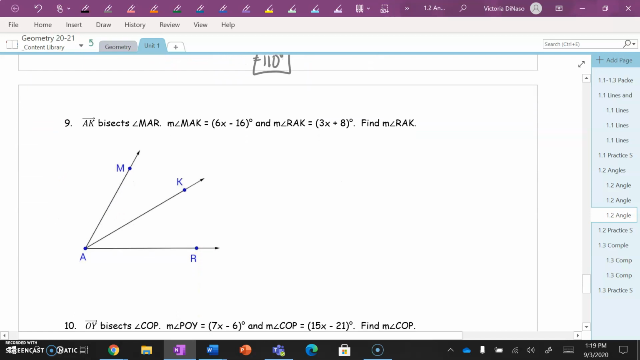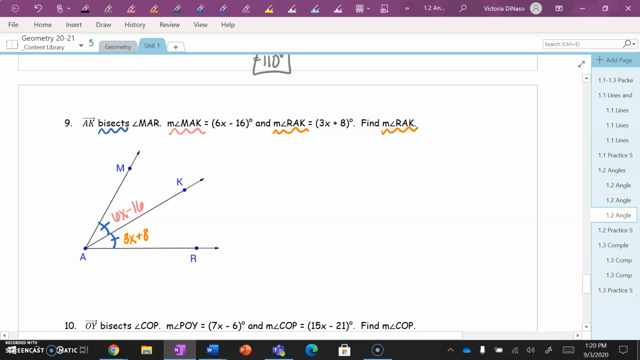In number 9, we have ray AK bisects angle MAR. So since we have a bisector here, I know that the word bisector means two equal parts. So this angle is equal to this angle. It says the measure of angle MAK is 6x minus 16, and the measure of RAK, R to A to K, is 3x plus 8. Find the measure of angle RAK.